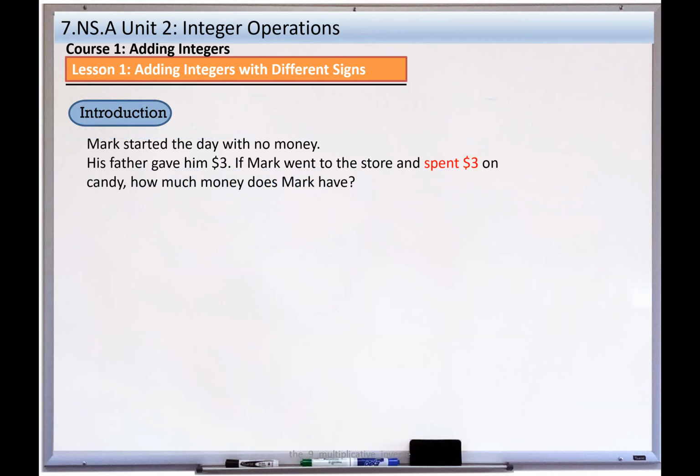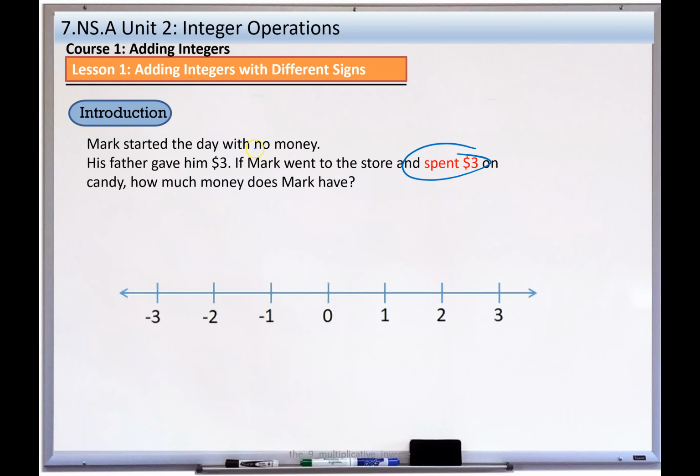All right, so as usual, we'll start with a problem. Mark started the day with no money. His father gave him $3. If Mark went to the store and spent $3 on candy, how much money does Mark have now? So we're going to use our number line, and we know that gave him 3, and he spent 3 are both integers, so we should be able to grab them on the number line.